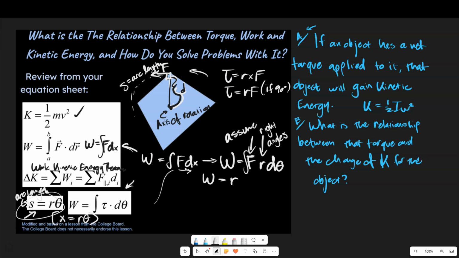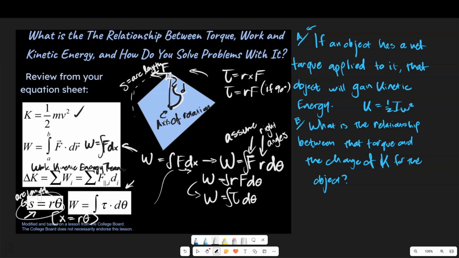So if we say r times f times d theta, then it's really not much of a stretch to say this is work is equal to tau, torque, d theta. Over here, the integral of this, I can't forget the integral for all of these, and so we want to take that into account. This is a really important rotational version of something that we've been talking about lately for work done to a system and so on.